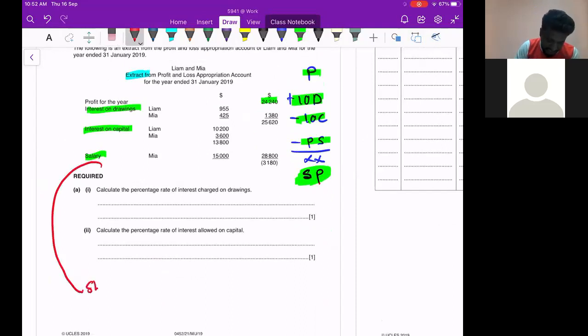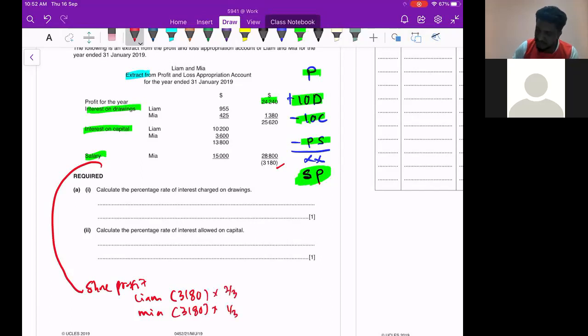So the share profit for Liam and Mia. I just take the residual profits 3180 times 2/3, 1/3. 3180 times 2/3, I get 2120. 3180 times 1/3, I get 1060. So this is the share profit. First, we need to calculate the share profit before we start doing.